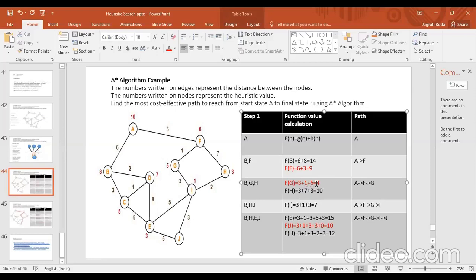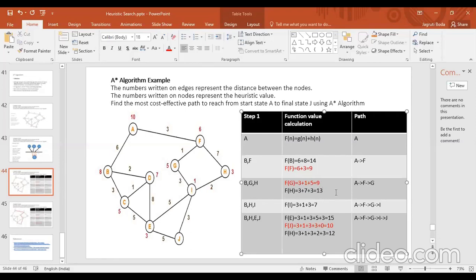So 5, 6, 7, 9, and here 13. So you only consider g of n, otherwise you also consider g of n plus h of n. So in here I only calculate g of n.